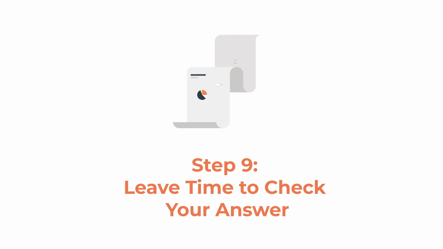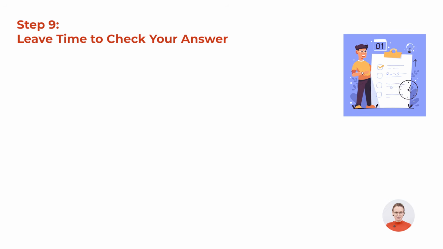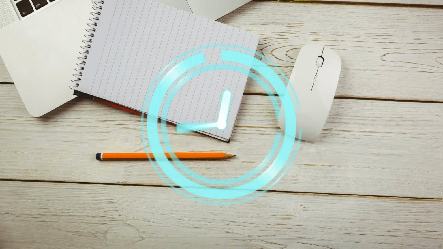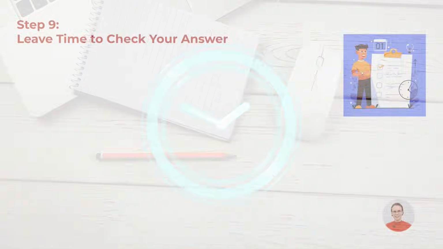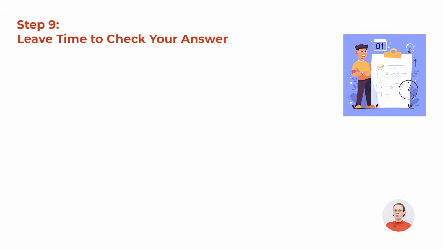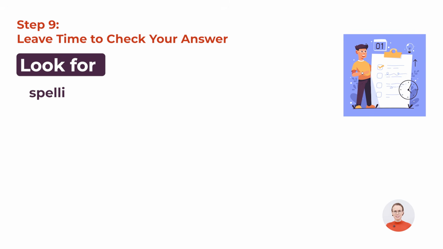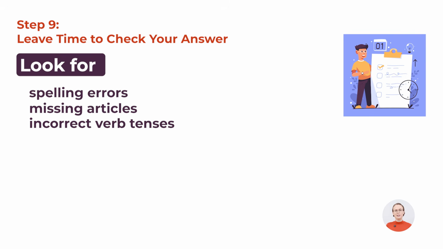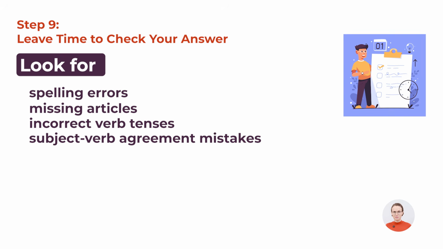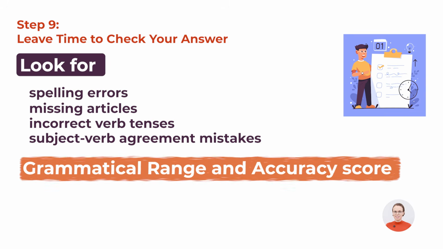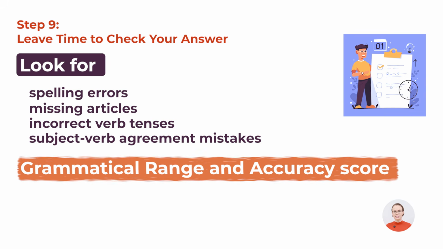Step 9 is one that many candidates skip, and it can cost them valuable marks. Always try to leave time to check your answer before you move on to Task 2. Even a quick check can make a real difference. Look for spelling errors, missing articles, incorrect verb tenses, and subject-verb agreement mistakes. These are small errors, but they affect your grammatical range and accuracy score if they appear throughout your answer.